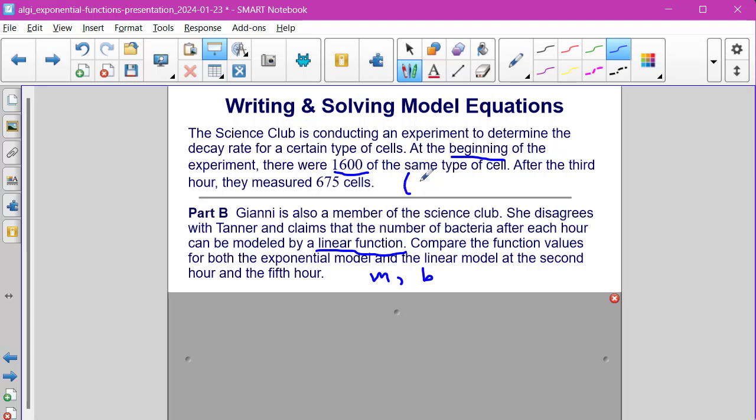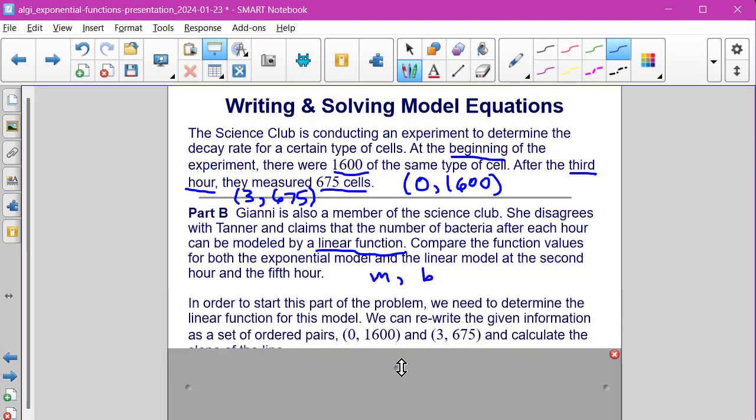We can also write it as the ordered pair 0, 1,600. After the 3rd hour, they measured 675 cells. So after the 3rd hour, or an x value of 3, there are 675 cells. That's our 2nd ordered pair in this problem. So we have b already, it's the 1,600, but we need to figure out our slope.